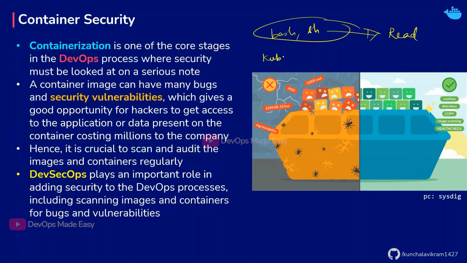So simply anyone can do kubectl exec or docker exec and go into it. So these are all unknown, unwanted dependencies, which give a good opportunity for hackers to get access into the application running inside the container. That application can be a production-level application, and usually it has a lot of data which could potentially cost the business hundreds of millions of dollars. Hence, it is very crucial to scan and audit images regularly.